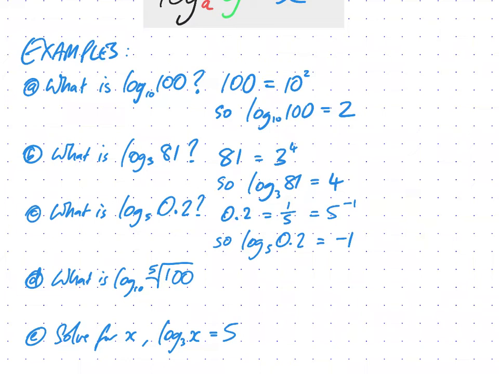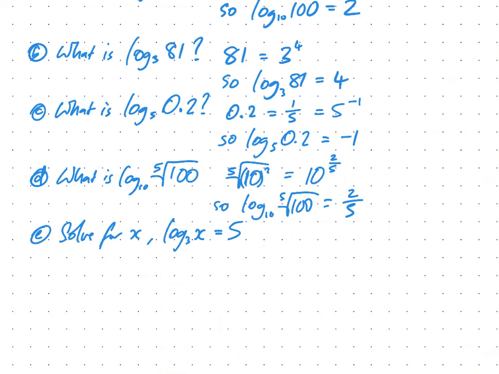What is log in the base of 10 of the fifth root of 100? So we're going to rewrite the fifth root of 100 as 10 squared to the power of 1/5. We know from our index laws that this is the same as 10 to the power of 2 on 5. So because the base here is 10 and my base here is 10 now, I can work out what the log is. Log base 10 of the fifth root of 100 is equal to 2 on 5.